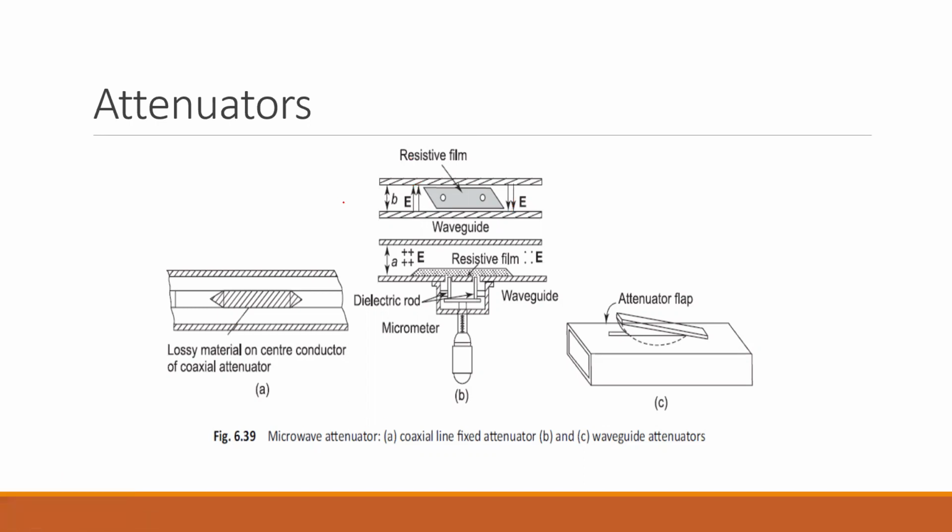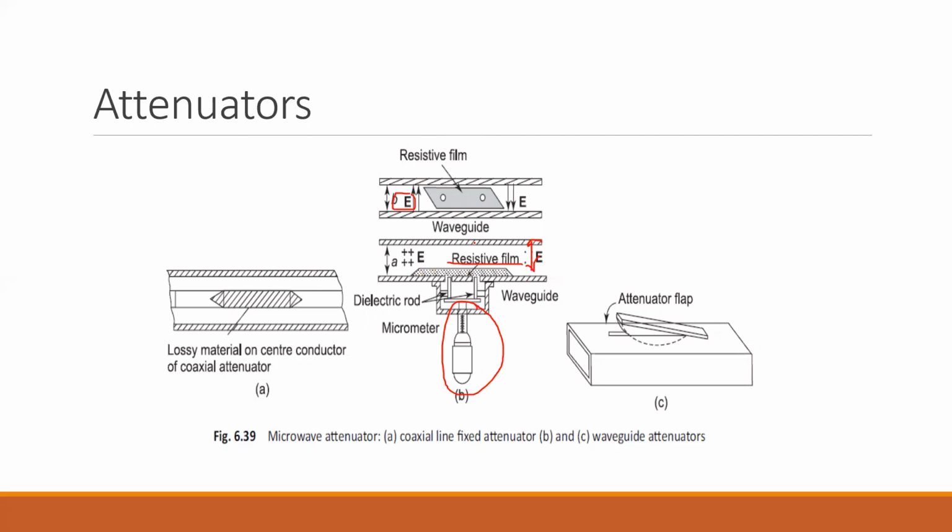But what it looks after is attenuating either the electric field or the magnetic field which is being passed through this waveguide. In this case you can see that there is a micrometer or a screw gauge. If you just move this, this resistive film either moves in the upward direction or comes in the downward direction. So when this is happening, what is actually going on is you are introducing more and more resistive film into the waveguide.